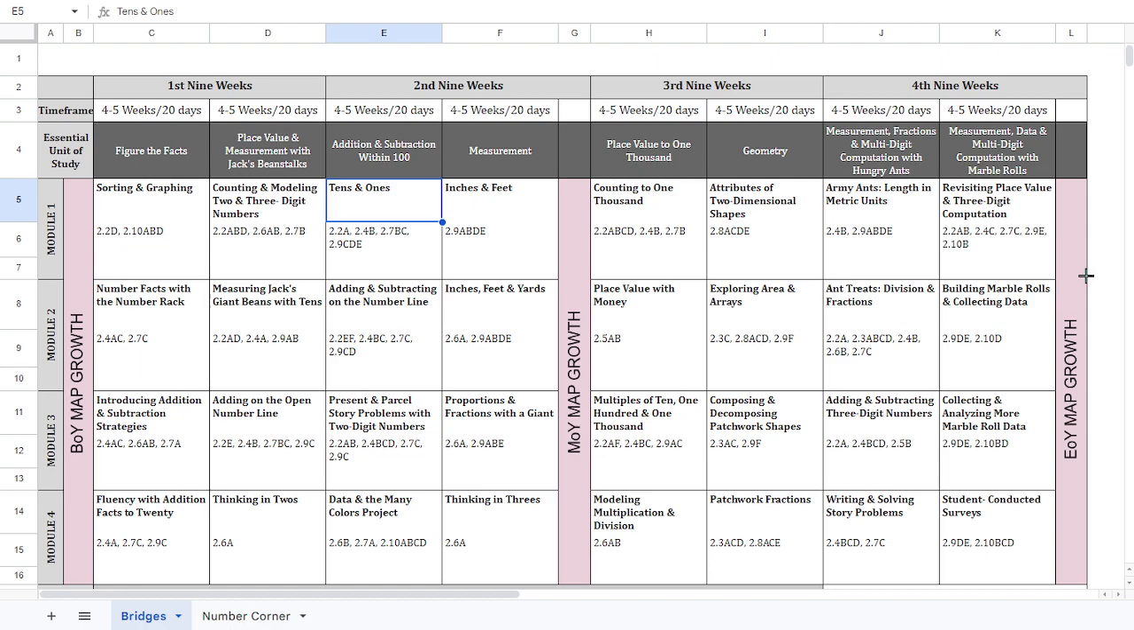Then we'll start building marble rolls and collecting data. This is where we revisit data and see how to make a data chart. And then we do more collecting, basically more data. Then at the end, we'll just do a student conducted survey, and with that, we will end the entire 9 weeks program. So basically, at the last 20-day mark, we go more into graphing, to make sure your child knows what graphing is before they go into third grade. So that's our entire year view plan.